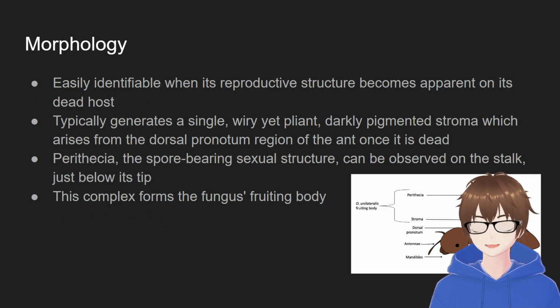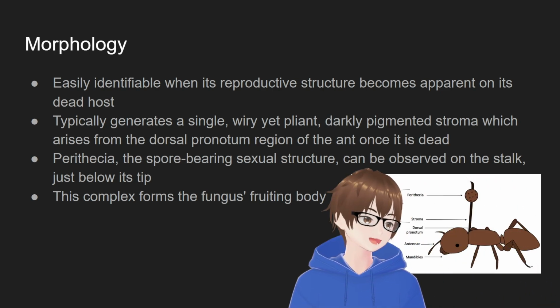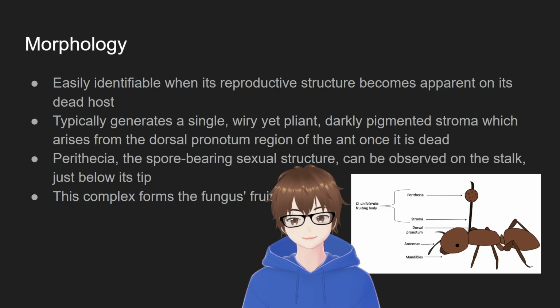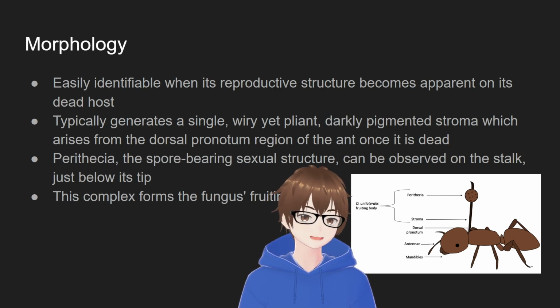They are easily identifiable because of the reproductive structure that becomes apparent on its dead host. So, if you look here behind me, we have a picture of the ant, okay? Typically, it is a single, wiry, yet pliant, darkly pigmented stroma. You can see it there coming out of the ant's head, or between its head and its body, which arises from the dorsal region of the ant once it is dead.